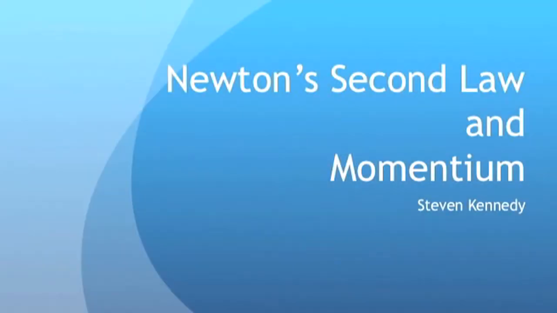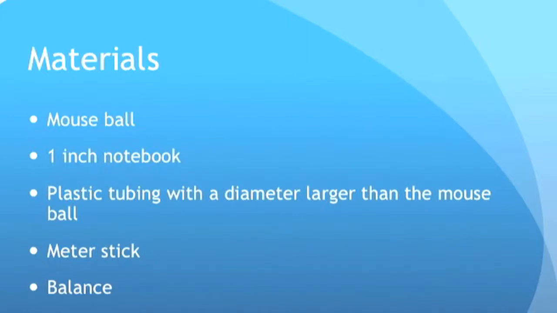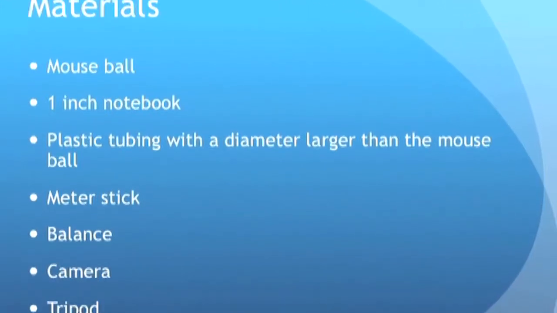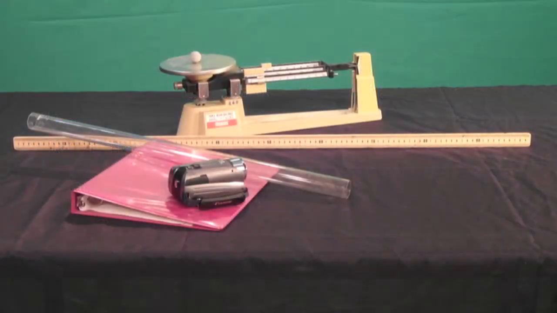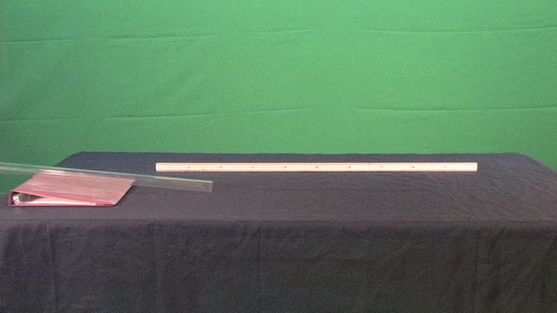Newton's Second Law of Motion and Momentum by Stephen Kennedy. The materials you'll need are a mouse ball, a 1-inch notebook, a plastic tube with a diameter larger than the mouse ball, a meter stick, a balance, a camera, and a tripod. With the items arranged on the table as you see, we're ready to begin.